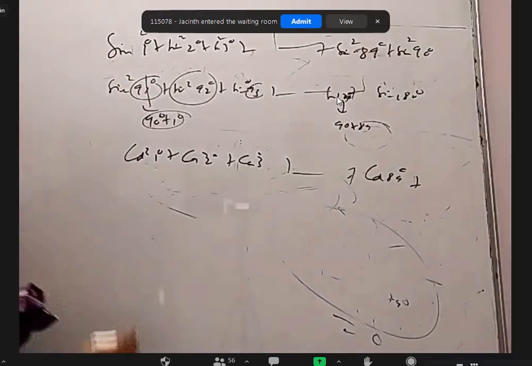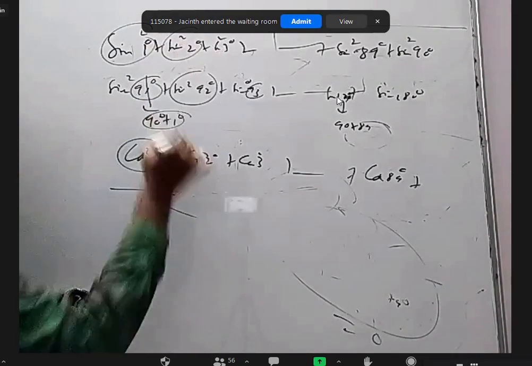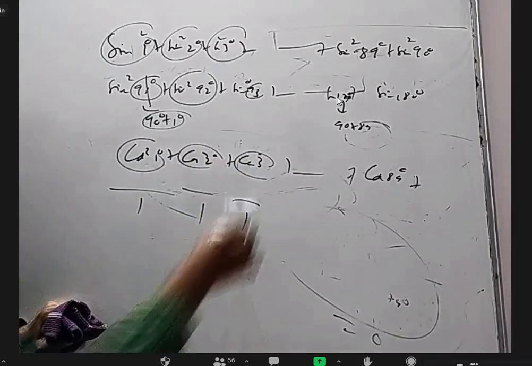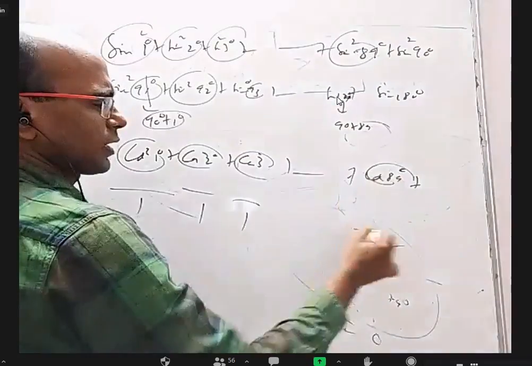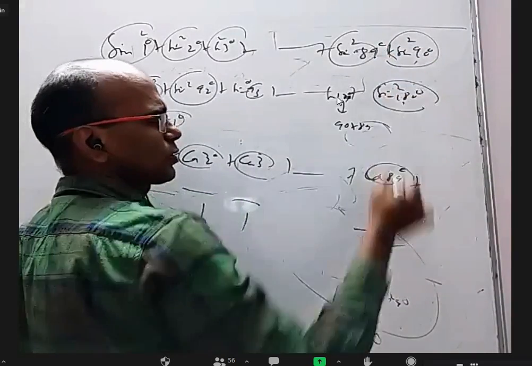Now, sine square 1 degree plus cos square 1 degree is 1. Sine square 2 degree plus cos square 2 degree is 1. Sine square 3 degree plus cos square 3 degree is 1. Sine square 89 plus cos square 89 is 1. Sine square 90 is 1 and sine square 180 is 0, so 1 plus 0 is again 1.